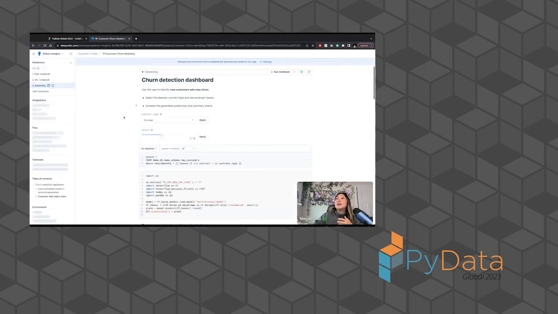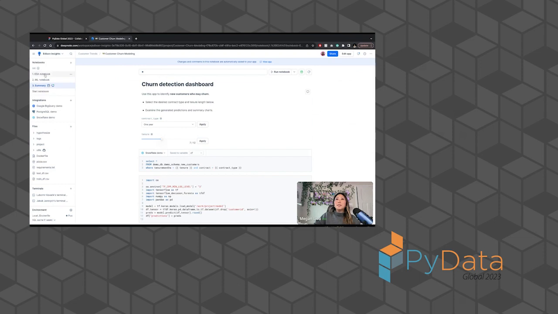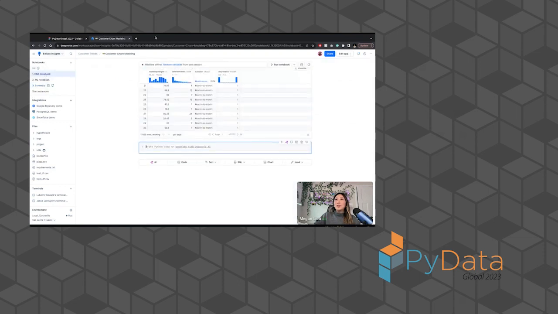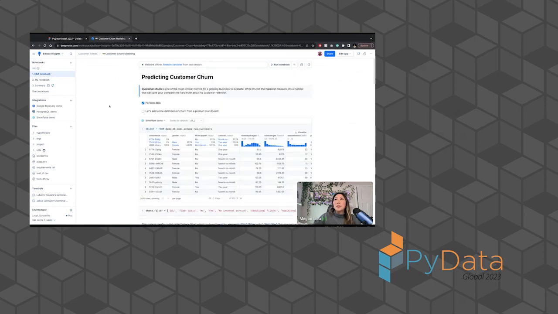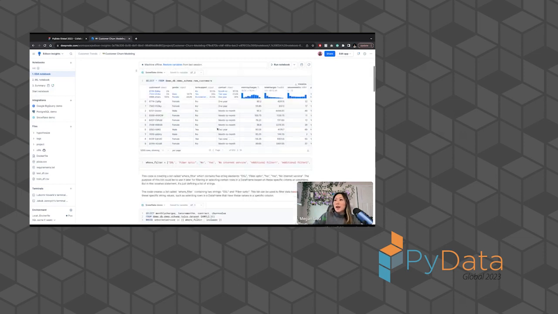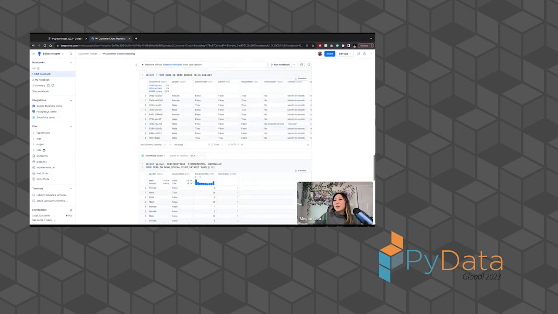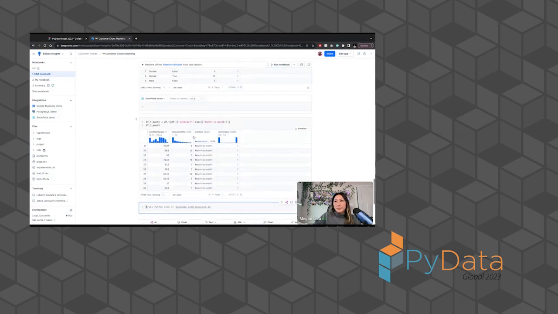But let's say I jump into this example notebook of a churn prediction dashboard. I have multiple notebooks organized within my project, and I can jump to each of these. But let's say in my exploratory data analysis notebook here, you can see I have SQL happening here. And let's see, where's my Python happening? Some pretty basic Python that's happening here.